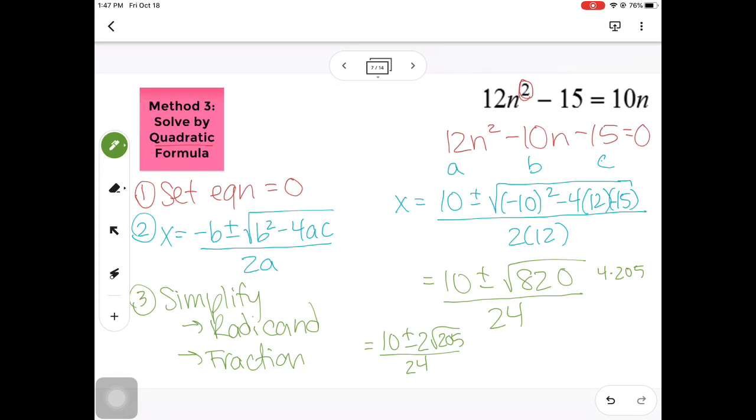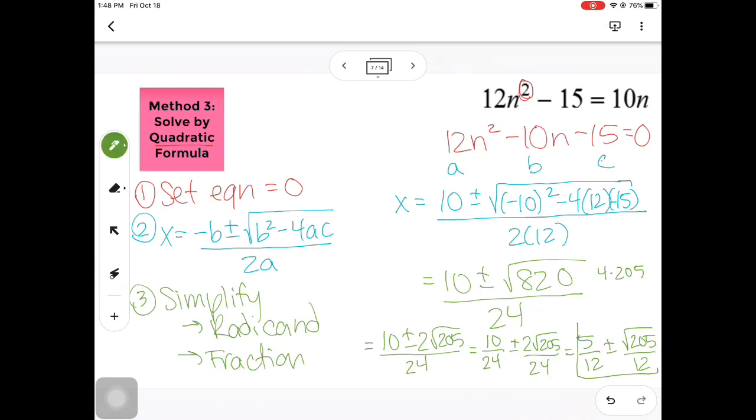Then we need to simplify the fraction. What helps some people is to split it apart. I'm going to write small because I'm going to run out of space. But this 24 really applies to each piece up here, so I'm going to separate it so that it's easier to see. So this is 10 over 24 plus or minus 2 root 205 over 24. When I simplify the first one, 10 over 24, you can divide by 2 and 2, so it's 5 over 12 plus or minus root 205 over 12 also, because the 2 and 24 can simplify.